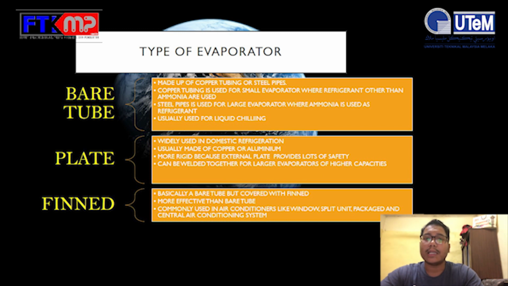The third one is the fin type of evaporator. Basically this type is a bare tube but covered with fins. It is more effective than the bare tube, and commonly used in air conditioners like window units, split units, package units, and central air conditioning systems.